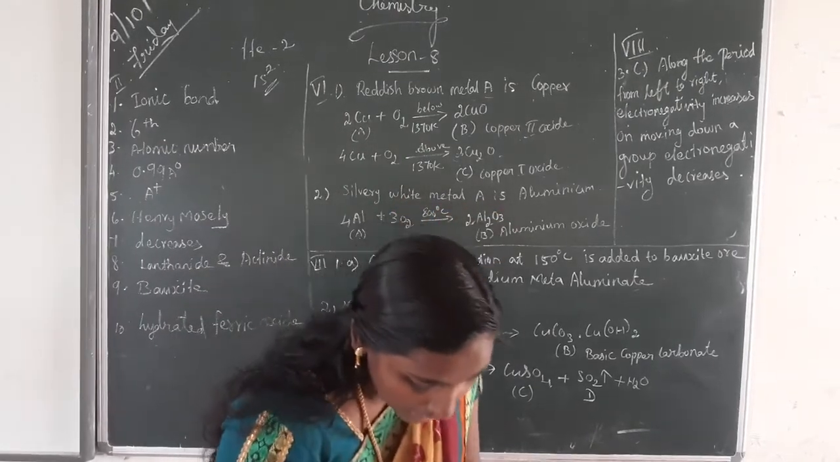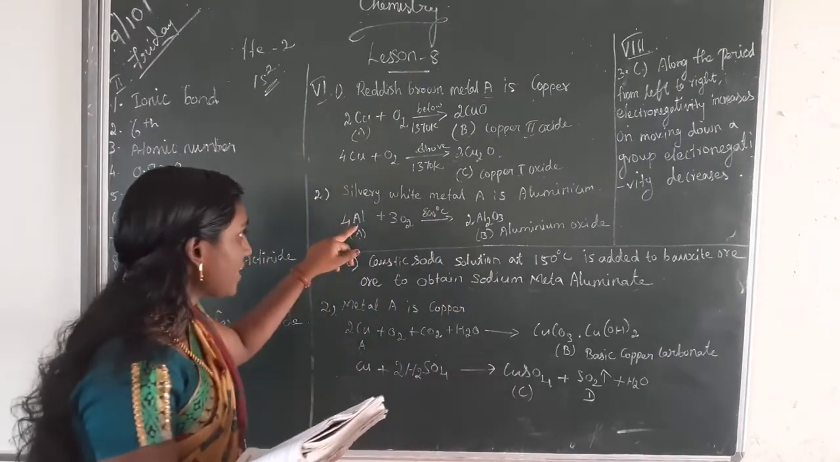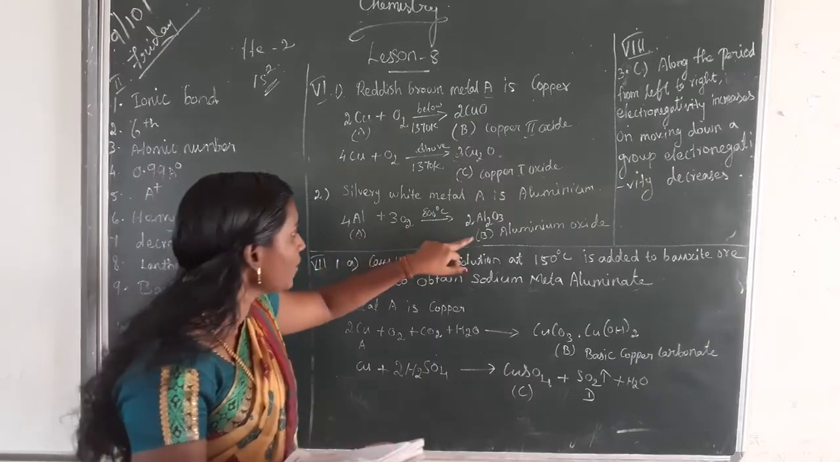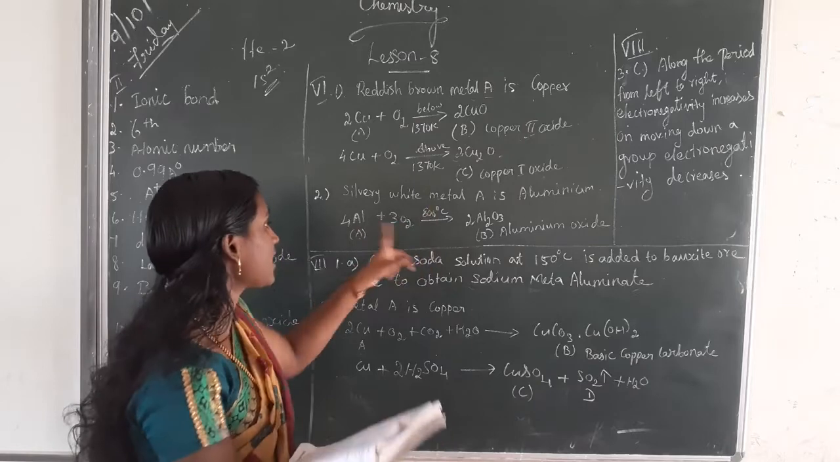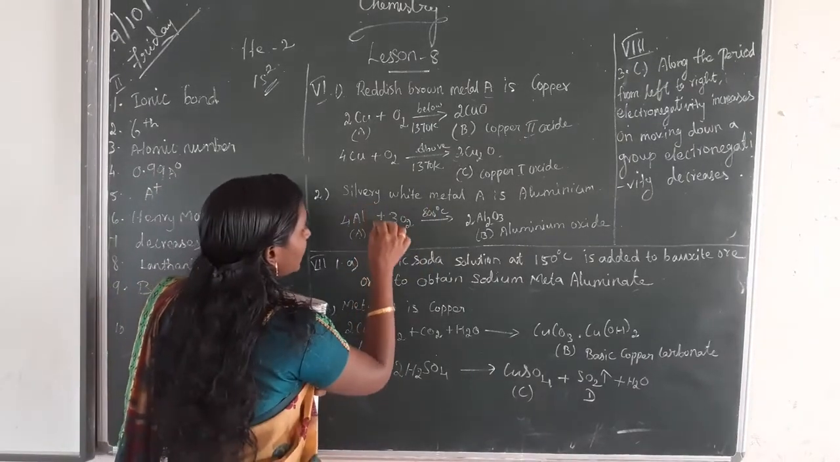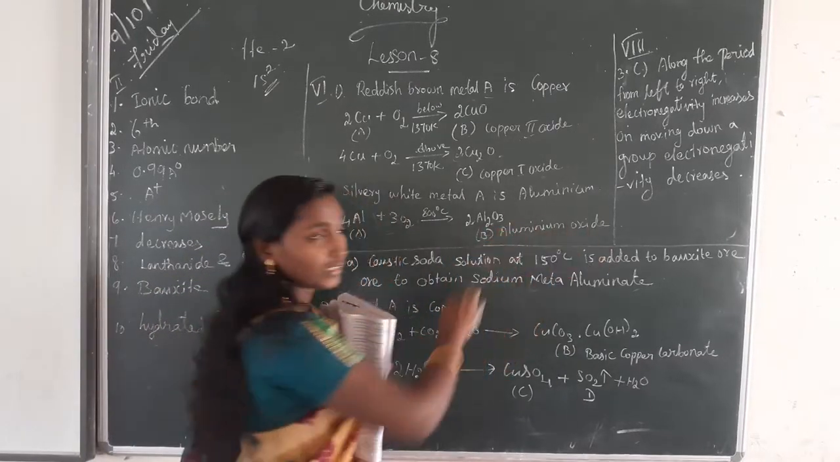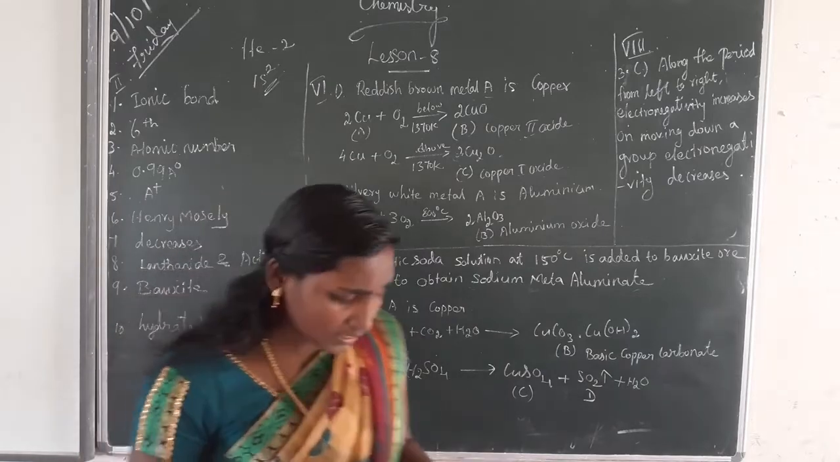Then see the question. A combines with O2 to form B. So A, that is aluminium, combines with oxygen to form B. So in the presence of 800 degrees Celsius, A combines with oxygen. See here, this aluminium can combine with this oxygen to form aluminium oxide. Okay, aluminium oxide.